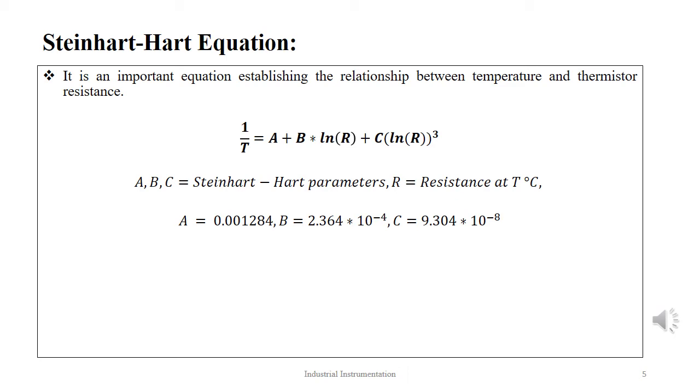The Steinhart-Hart equation is an important equation in context of thermistors, and it expresses temperature as function of thermistor resistance. Thus, if we know the thermistor resistance value, we can successfully determine the temperature. The Steinhart-Hart equation is given as 1/T = A + B ln R + C (ln R)^3, where A, B and C are Steinhart-Hart equation parameters and R is the resistance at T degrees Celsius. The Steinhart-Hart equation is useful over the entire working temperature range of the thermistor.